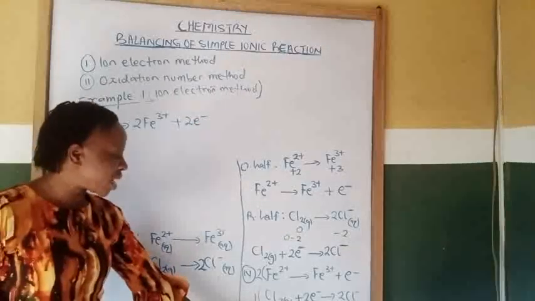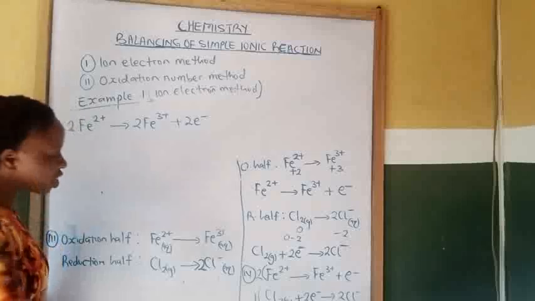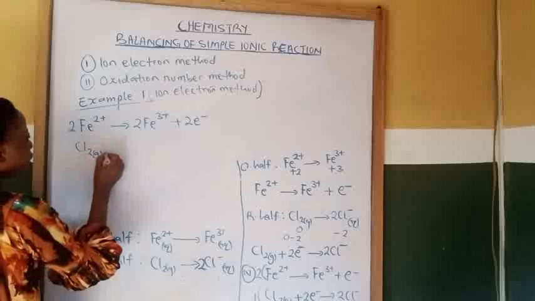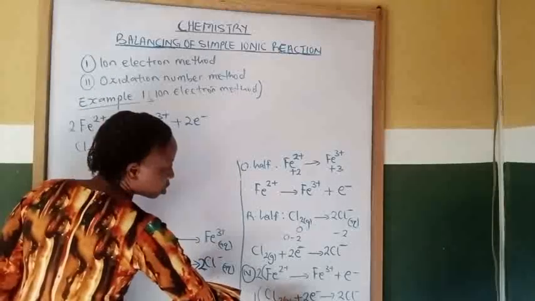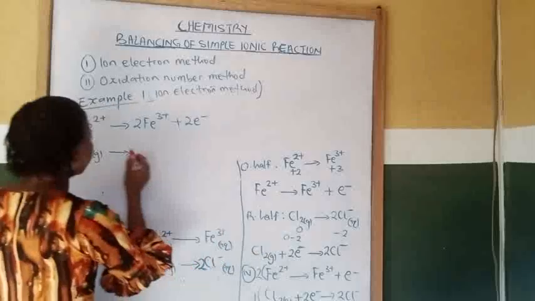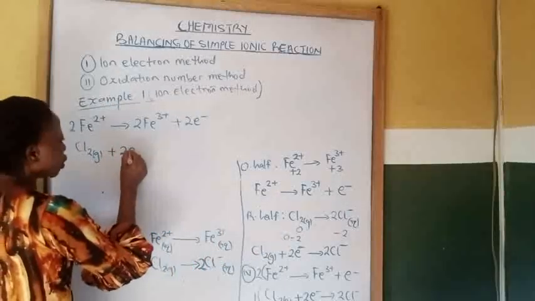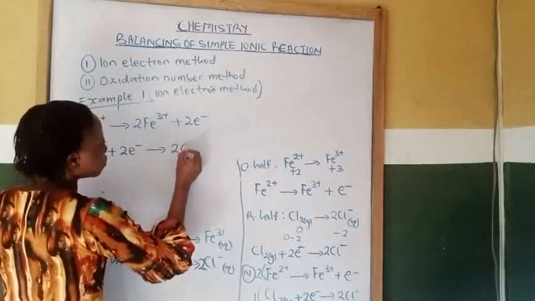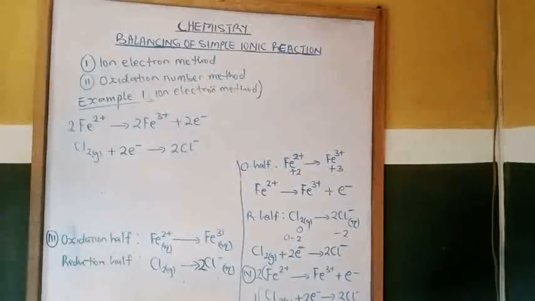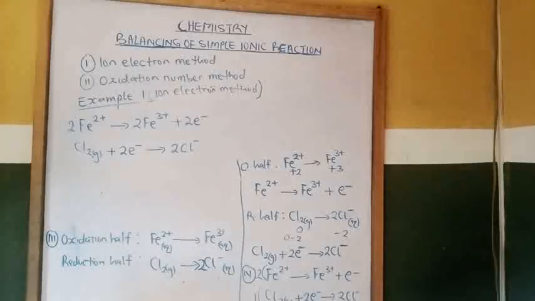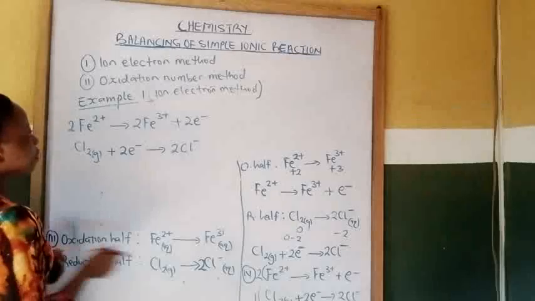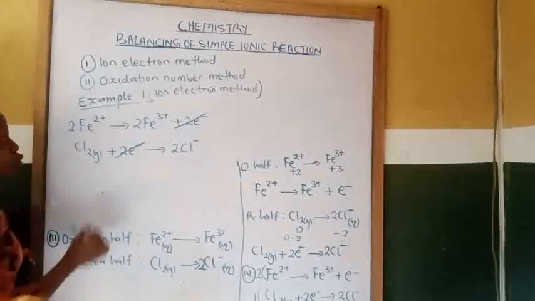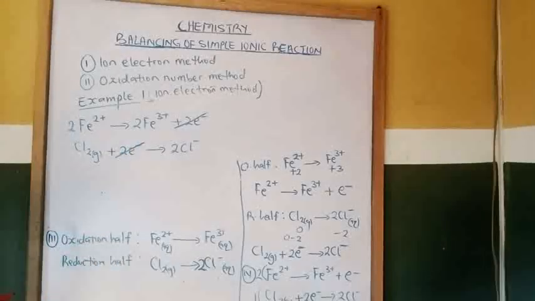Now, likewise, we open this second bracket by 1. So 1 times Cl2 will give us Cl2 gas, equal to 1 times 2e minus will give us plus 2e minus. So 1 times this coefficient here will give us 2Cl minus. So our equation is balanced from the first half reaction and the second half reaction. Now, this electron from the first half reaction will cancel what? The electron from the second half reaction.